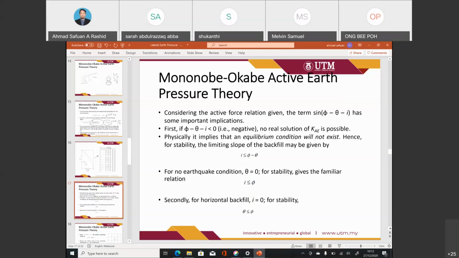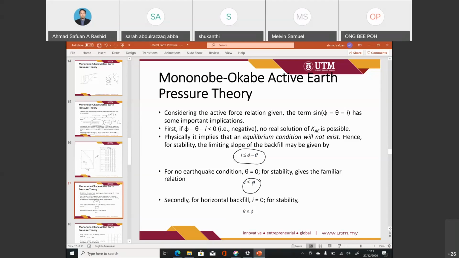Okay, to make sure that the sine value does not reach a negative, your i should be less than phi minus theta. For example, for no earthquake conditions, where theta is equal to 0, your i should be less than phi. That is, the backfill slope should not be greater than the phi value under static conditions, where there is no earthquake.